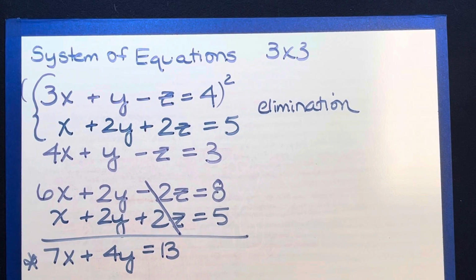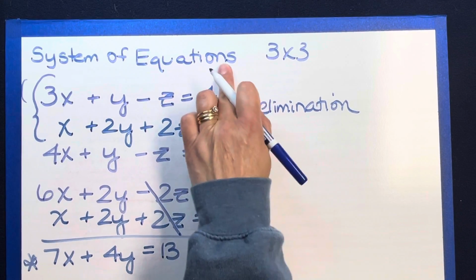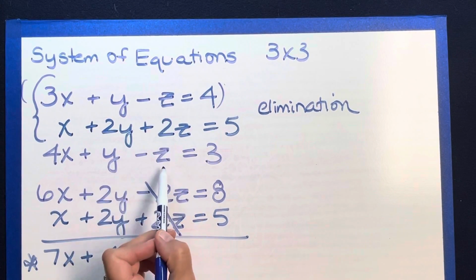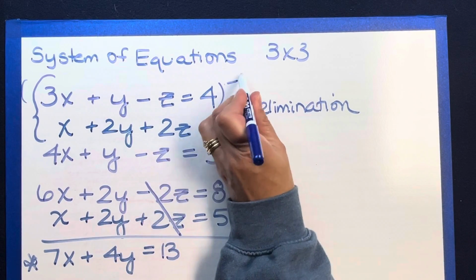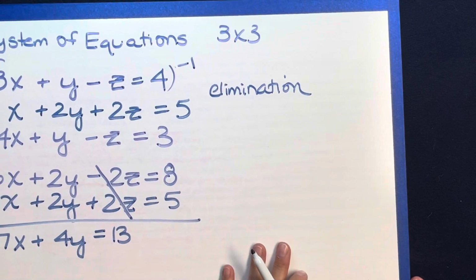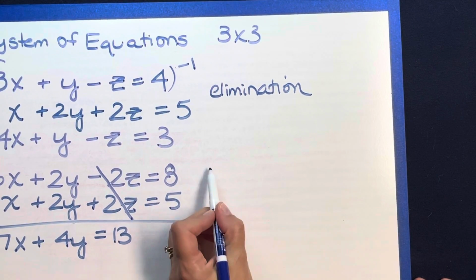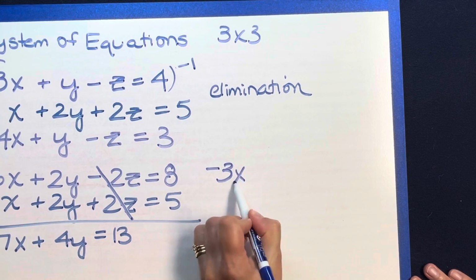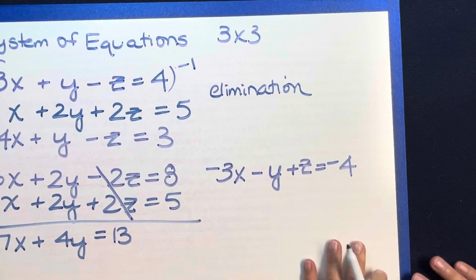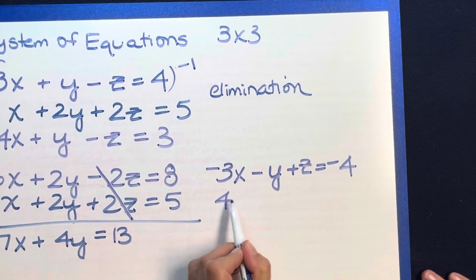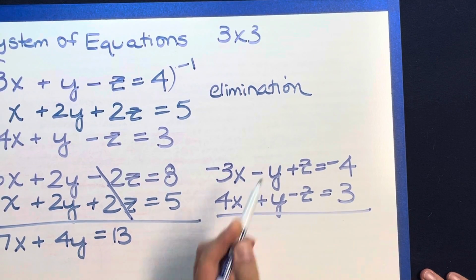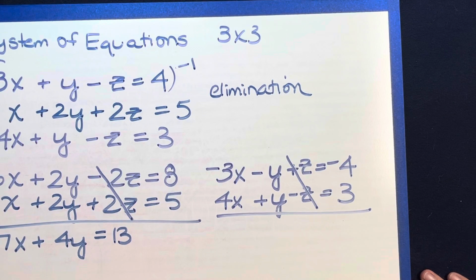variable. So what I'm going to do is I'm going to choose my first equation again, and I'm going to use the third equation because they both have minus z. So if I multiply this top equation by -1, it'll change the sign and I will be able to get rid of the z's once again. So this gives me -3x minus y plus z equals -4. And then I'm keeping my last equation the same. I don't need to multiply by that because these z's are now going to cancel each other out.